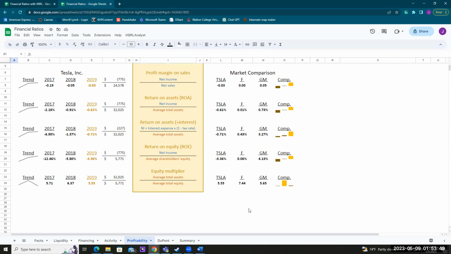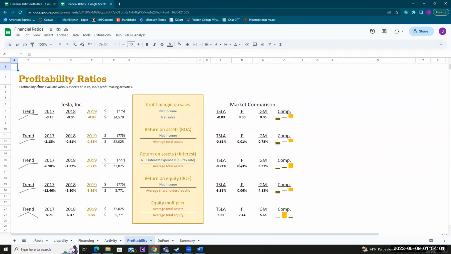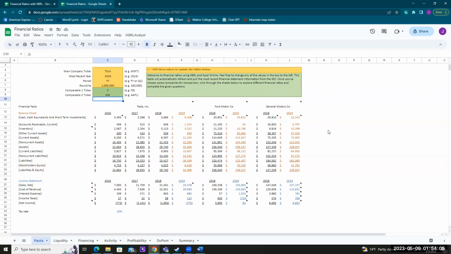And then our equity multiplier, it's kind of expected for Tesla to be low because Ford and GM are going to have a lot more total assets. They're going to have a lot more inventory on hand and everything, and they're going to be going through that. And with that should be the analysis of Tesla compared to Ford Motors and General Motors for 2018 and 2019. And with that is lab 8-3.